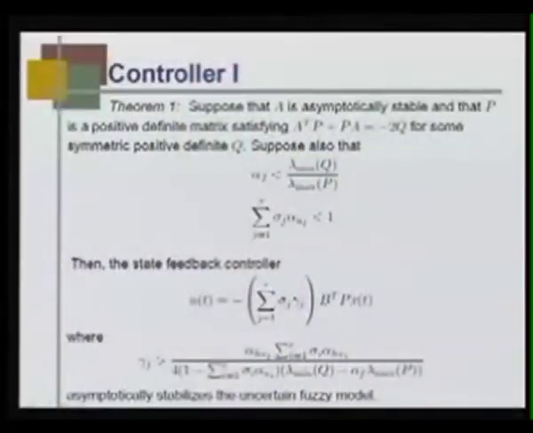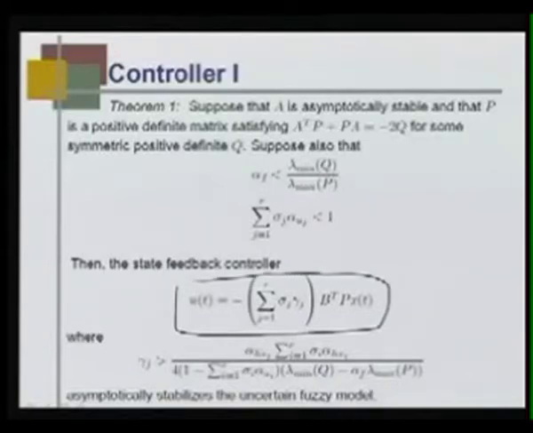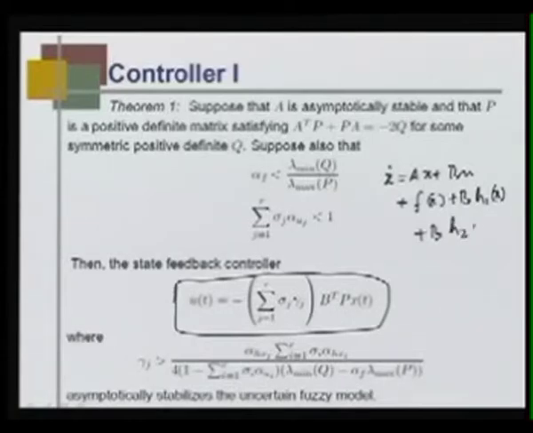So, once the disturbance measure is defined, we will now state a theorem which says that if I design a state feedback controller for the system... what is the system now? My system is x dot equals A x plus B u plus f x plus B h 1 x plus B h 2 u.